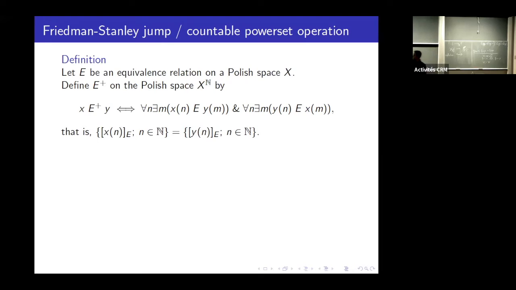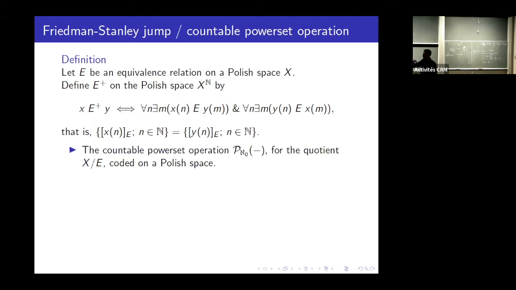So the reason I wrote it this way, again taking the point of view of definable set theory, definable cardinality, is that this is essentially the power set operation, right? If you think of E as actually the quotient space X/E, then E^+, the quotient space X^ω/E^+, will be the set of all countable subsets of X/E, right? Because countable sets of E classes is essentially E^+. But the important thing is that it's still defined in such a way that it's coded on a Polish space.